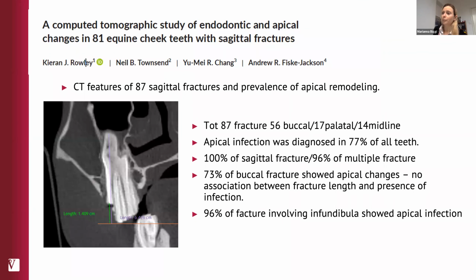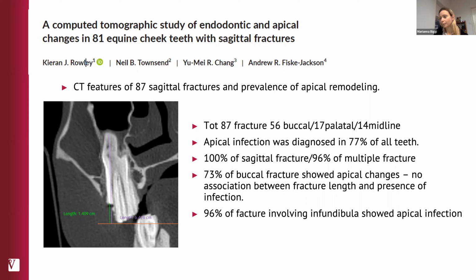Dental fracture can be much more subtle, and we often see little buccal fractures on multiple cheek teeth. And I think this paper, of course, is a CT paper. We're talking about radiographs, but I think it's quite an interesting read, because we can correlate these findings to the radiographic findings. They looked at 87 sagittal fractures, and they looked at the prevalence of apical remodeling associated with this fracture.